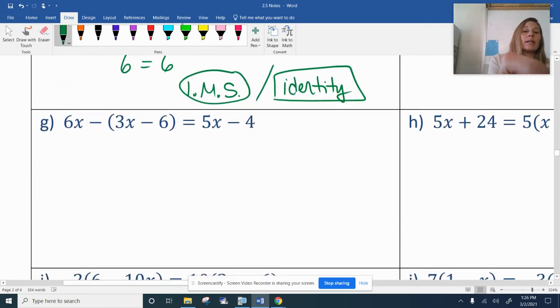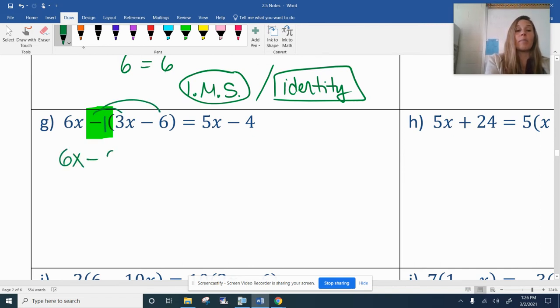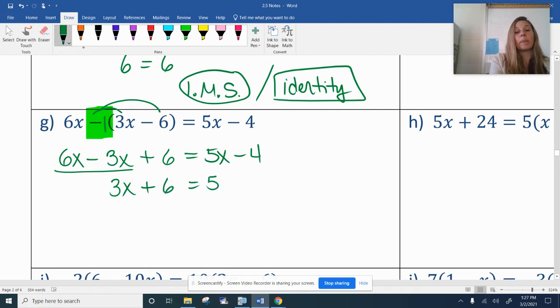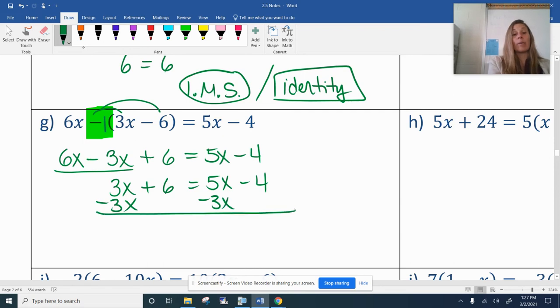Okay, so for example G, now this time you see the minus sign in front of the parentheses without a number. That means it's really a negative 1 that's going to get distributed here. So we have a 6x minus 3x and then plus 6 because the negative times the negative. Now I'm going to combine my like terms that are on the same side of the equal sign. And now I'm going to bring my x's to one side and my constants to the other. In this situation, I'm going to move my 3x because it's smaller than the 5x, and that will give me a positive. But you could do it the other way if you'd like.